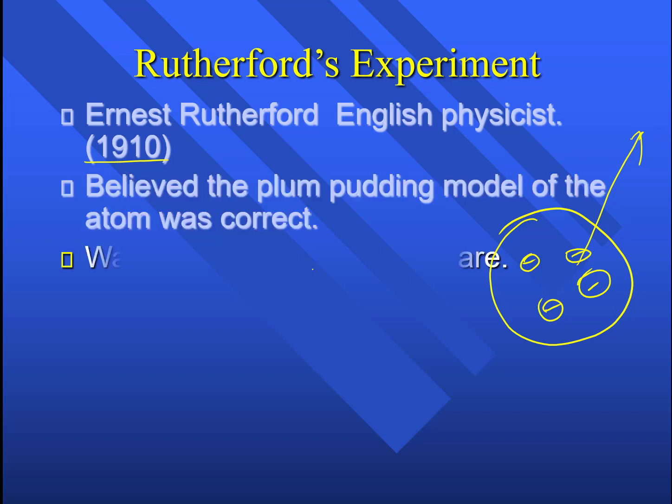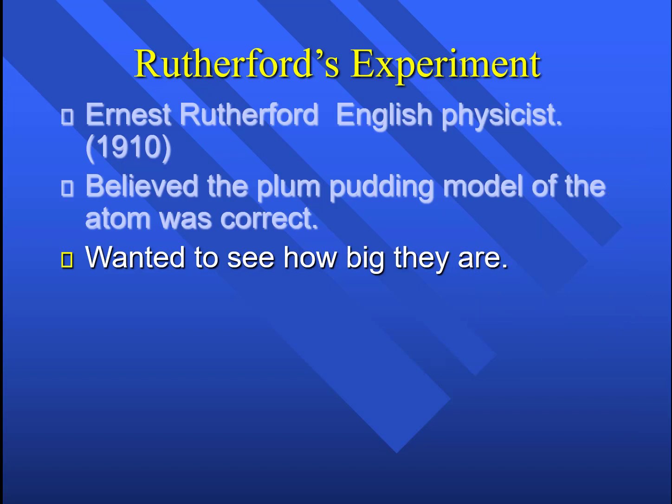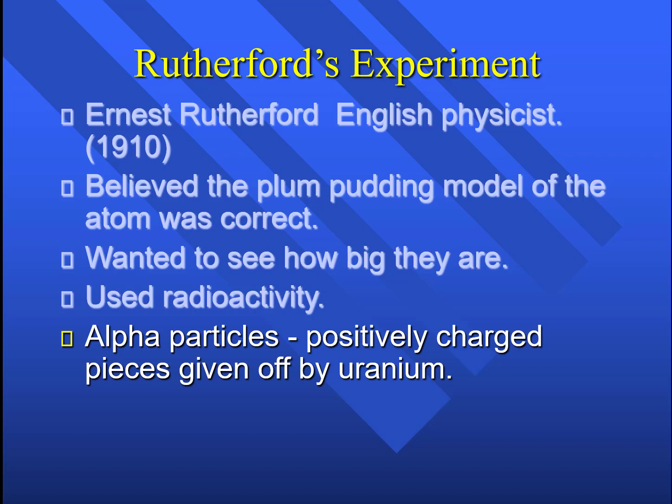And that same piece had to be in every atom. His goal was he wanted to see how big they were. What size are atoms? Measure them. What's the diameter of an atom? He used a new tool that had just been discovered: radioactivity. Now, nobody knew why radioactivity worked, but that didn't stop them from using it. And the part of radioactivity used is called alpha particles.